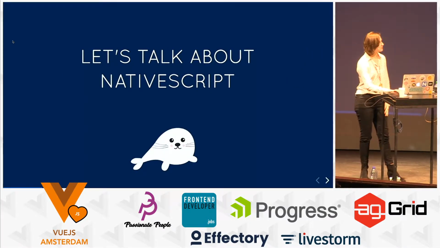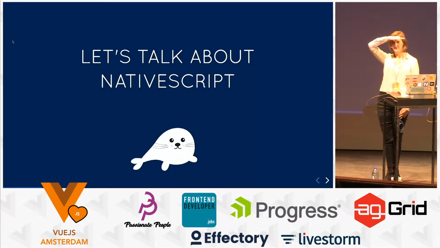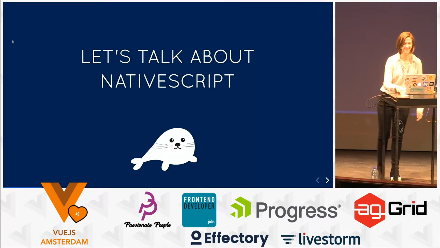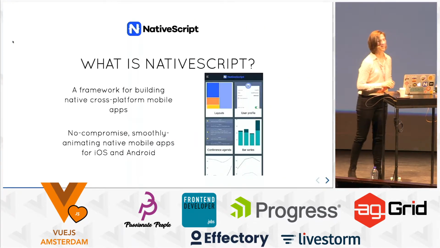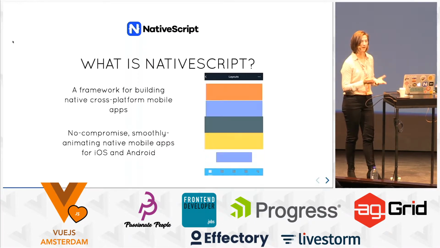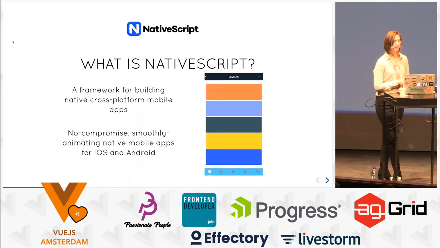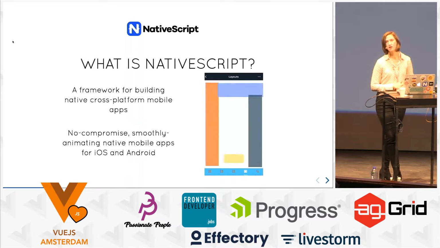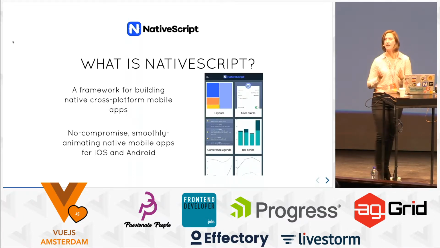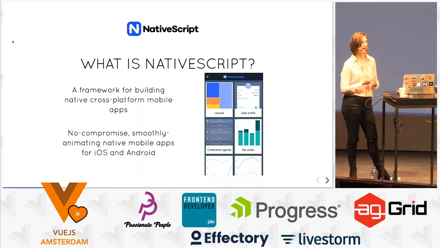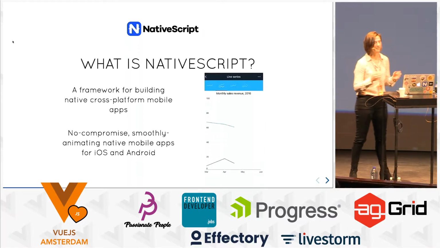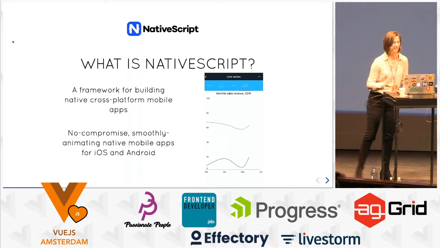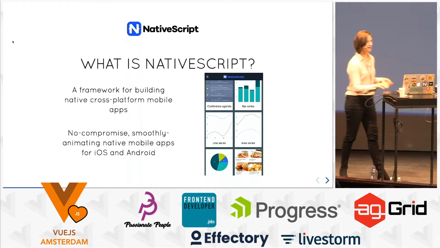So let's talk about NativeScript. Mobile developers, make some noise. Woohoo, mobile developers. All right. Because I had a feeling that might happen, I threw a couple of slides in here to explain what NativeScript is. NativeScript is a framework for building native cross-platform mobile apps. Since it is a native app, you're getting no compromise, what we like to call buttery smooth. In Boston, we say it's just like butter, the animations for iOS and Android.